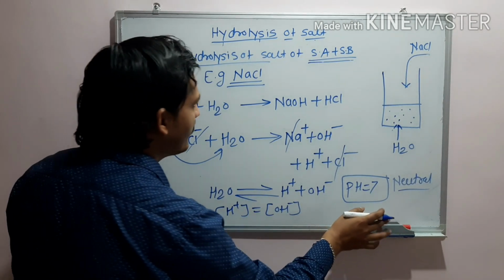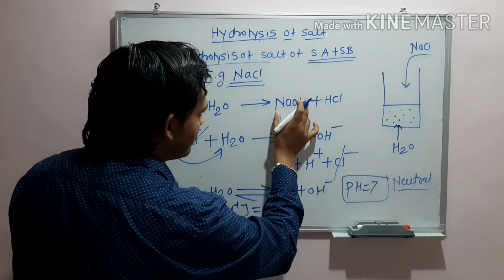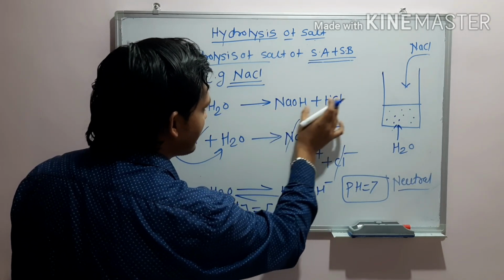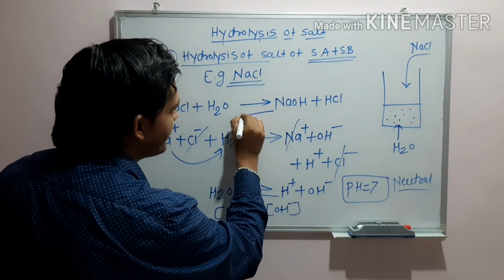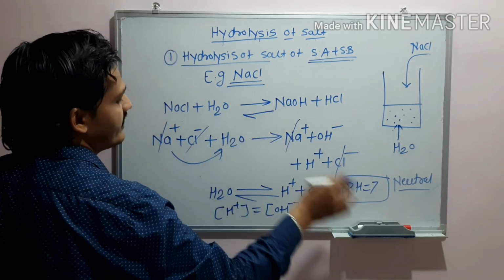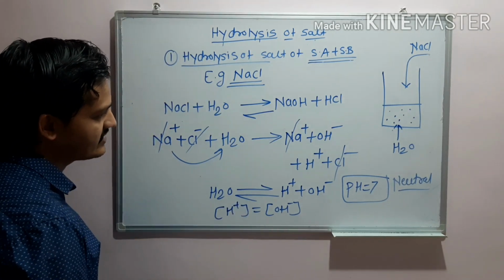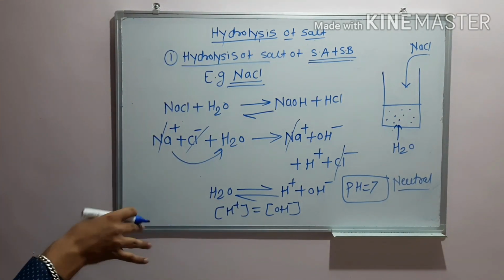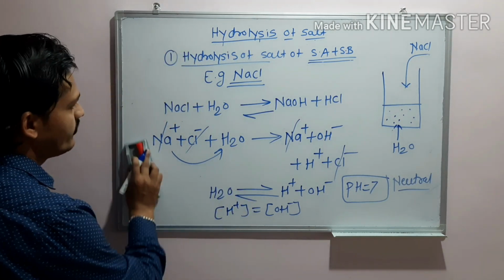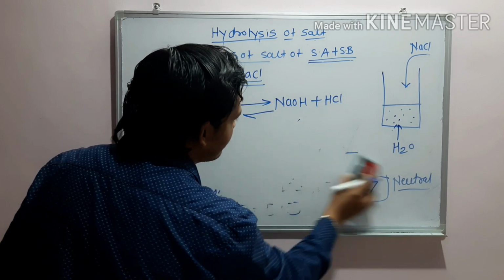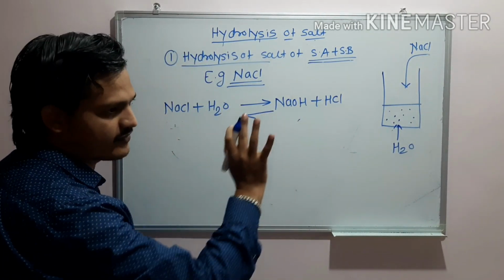Now, please take it carefully because this is a strong base and strong acid. Once strong acid and strong base are formed, they will again go reversibly and form Na+ and OH-. Hopefully you have understood this. Please take a screenshot of this. I am explaining again. These are the possible products.